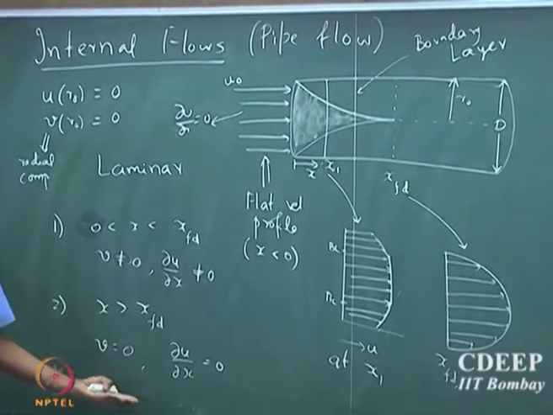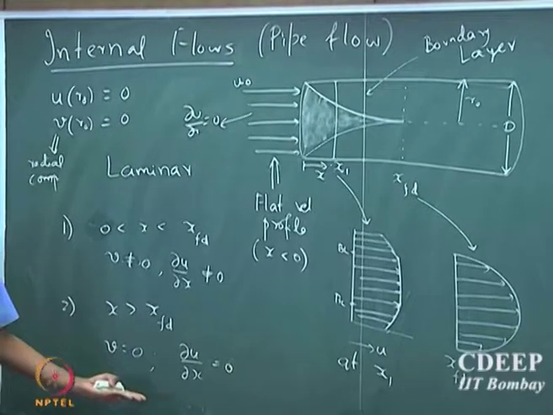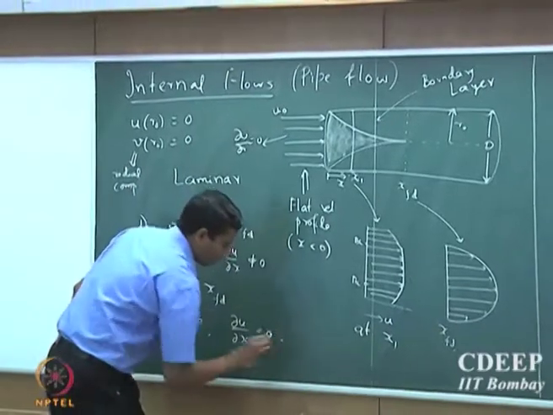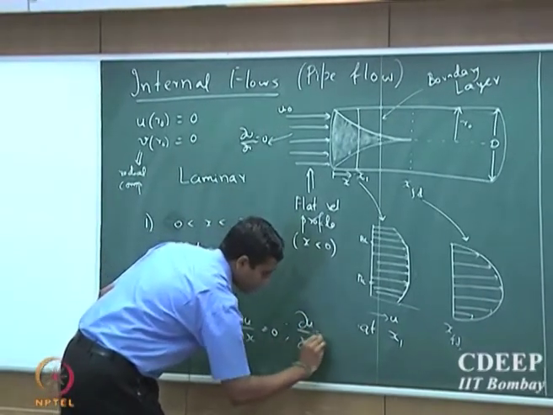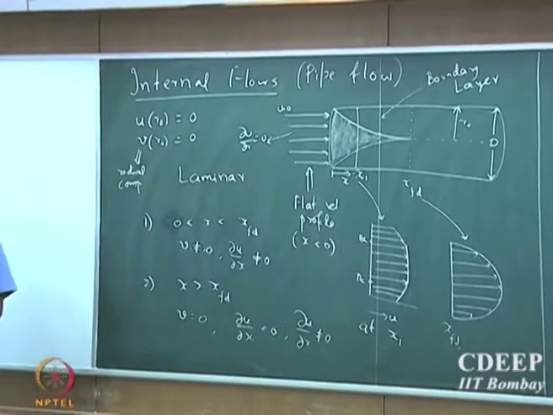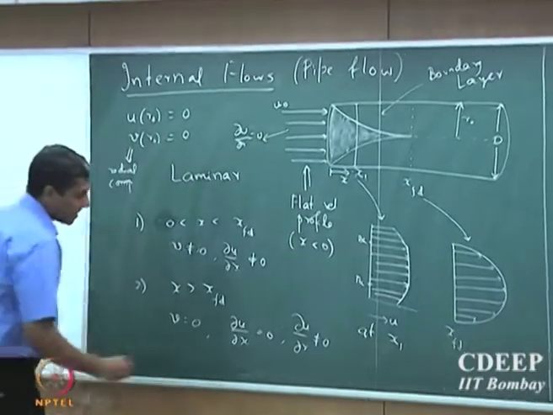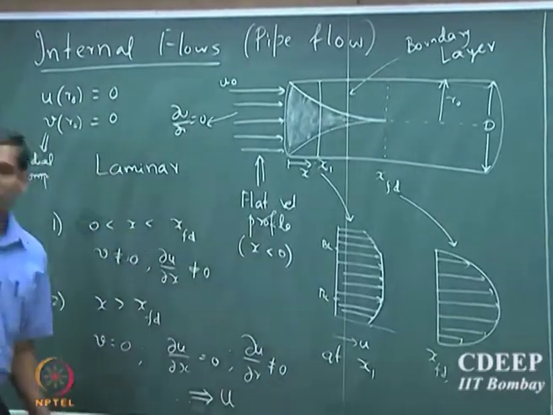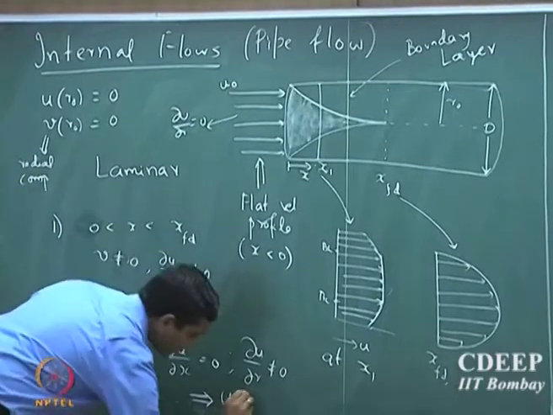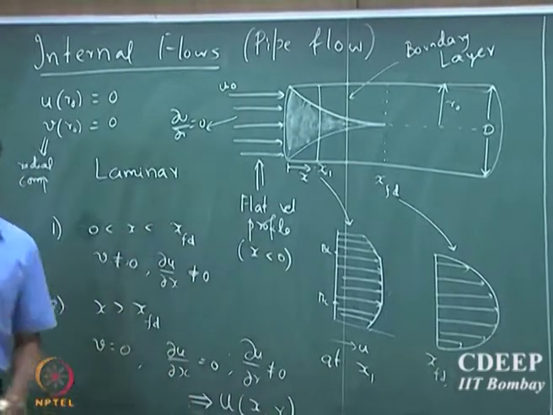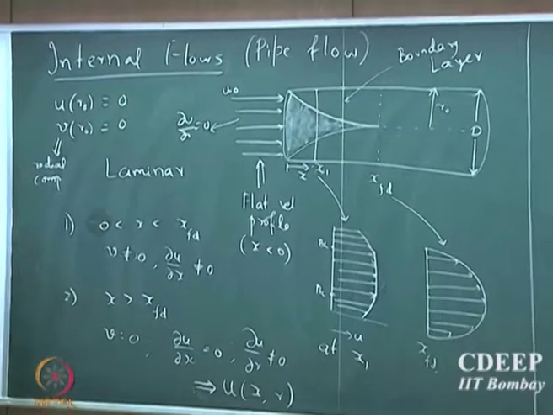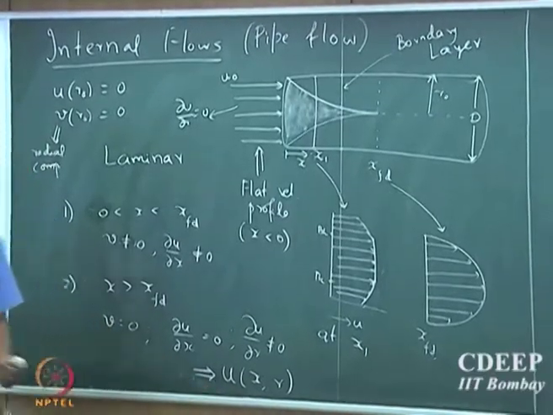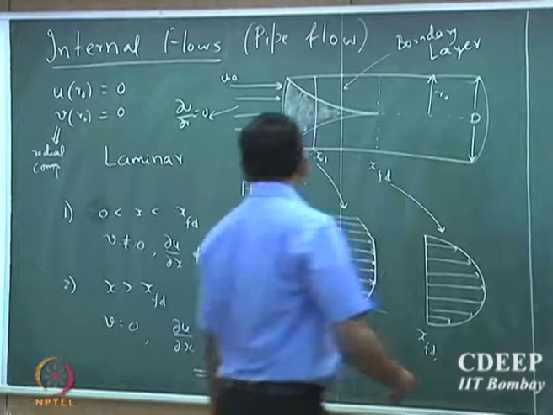But what has been introduced, because of the presence of the wall and because of the retardation of the fluid, because of the viscous effects, is that du/dr is not equal to 0. So this immediately implies that the x component velocity is now a function of both x and r. So that's an immediate implication. It's now going to be a function of both x and r. So with this, let's see what to do.